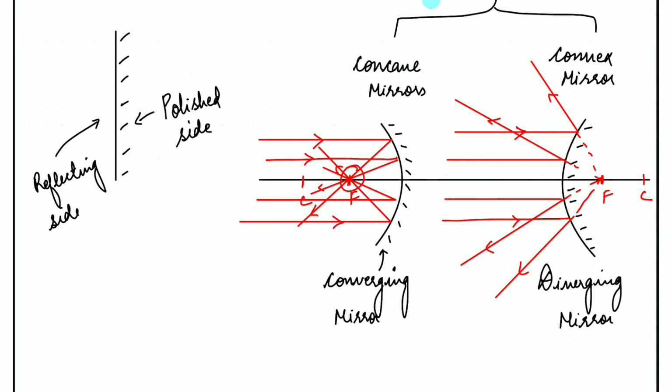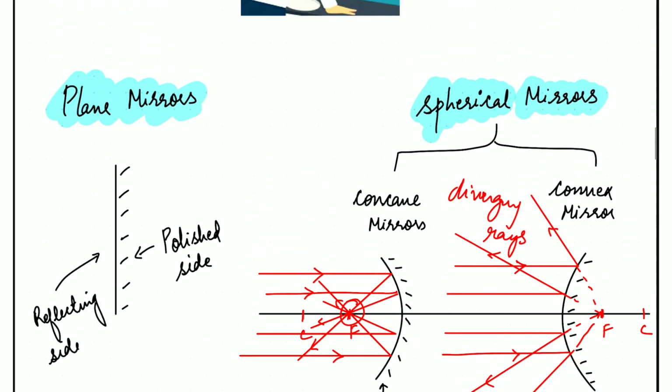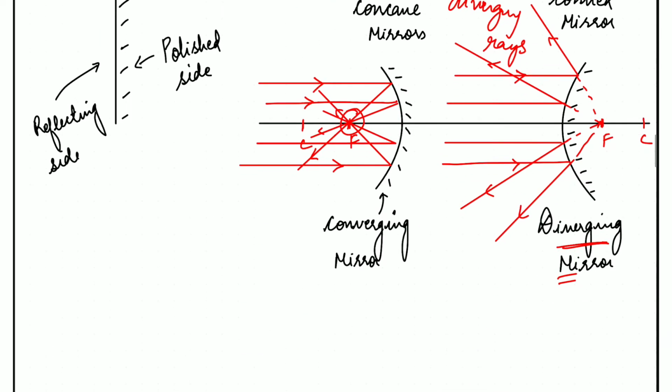So these are diverging rays, they are not going to meet, right? That's why you call it a diverging mirror, because what this mirror does is it diverges all of the rays which are incident on it, right? I hope that is understandable. Now next thing, why it is called a spherical mirror, it's pretty simple.